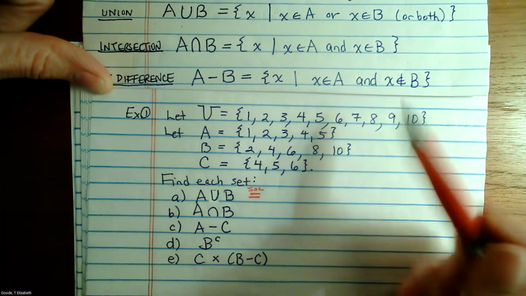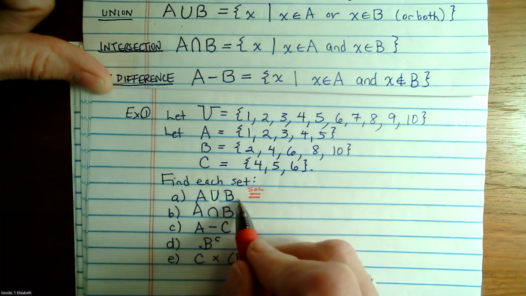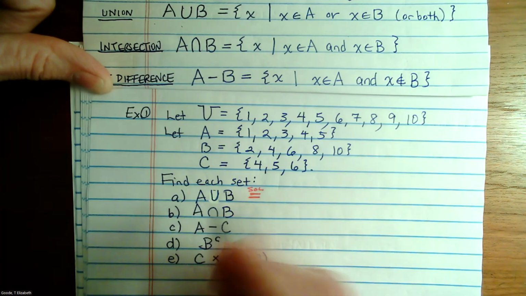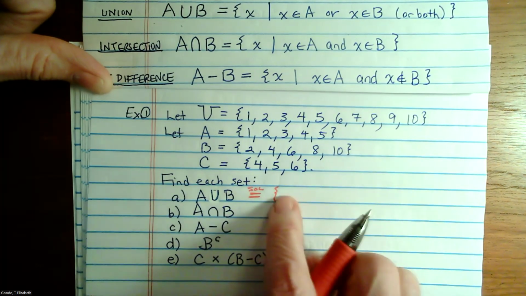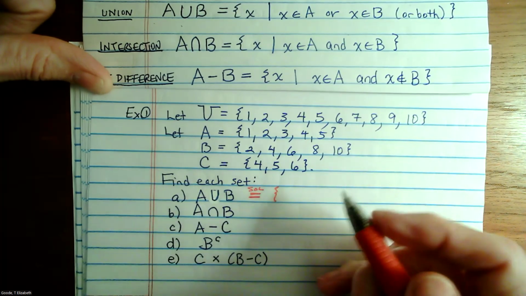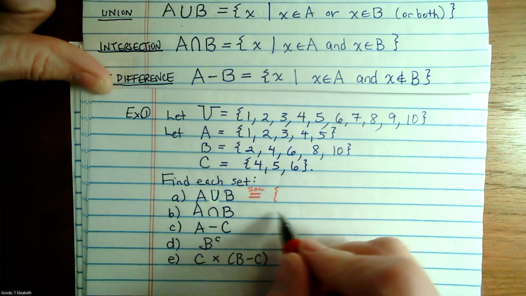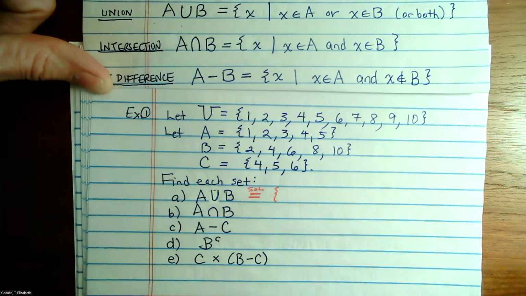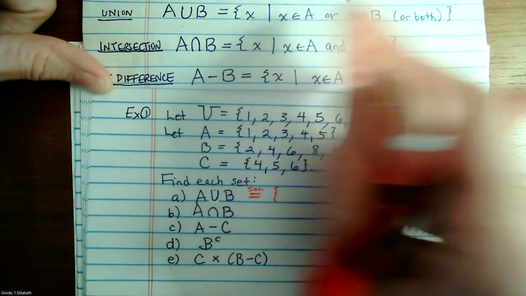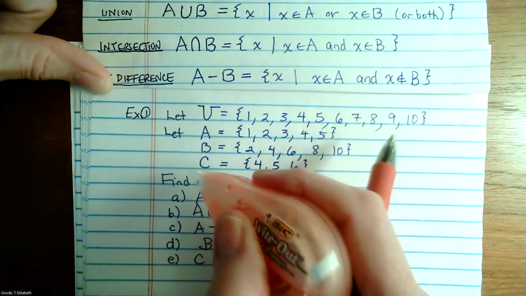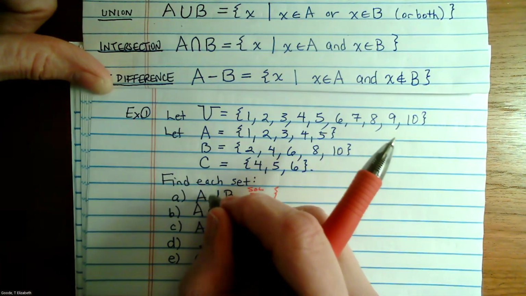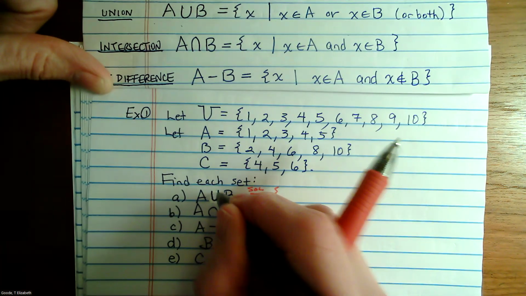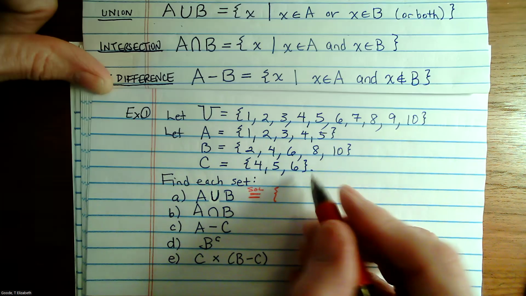So what do you think is going to be in A union B? By the way, A union B is a set. So we need to encase the elements in set brackets. All right? So what's going to be in A union B? By definition, any element that is in A or in B or in both. Anybody? Would it be 1, 2, 3, 4, 5, 6, 8, 10?